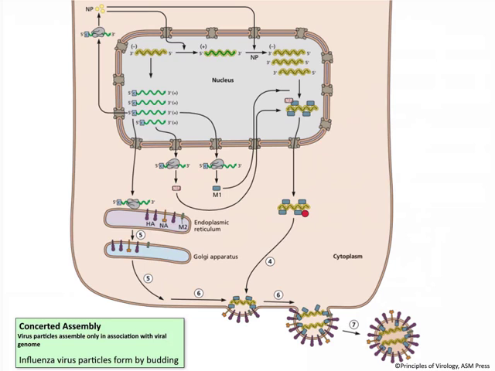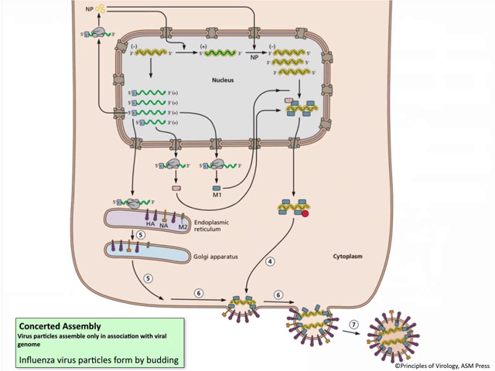The glycoproteins are made through the secretory pathway. They're also put in the plasma membrane: the hemagglutinin, the neuraminidase, the ion channel. And then this entire assembly buds out to form a virus particle. So the genome and the membrane proteins come together and it buds out, and that's the particle being made. That's why we can call it concerted, because the particle is formed in basically one step, this budding step.